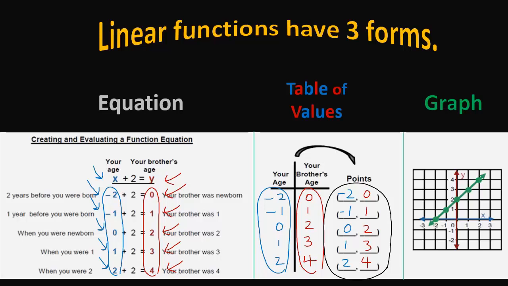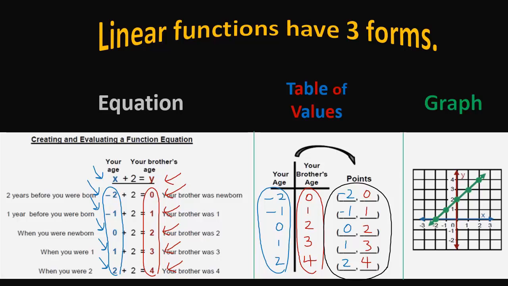The points can then go on a graph, and that shows symbolically all the possible answers to this function equation, because we could never write all the possible answers in the equation or in the table of values. We need a graph to show the rest of the answers.